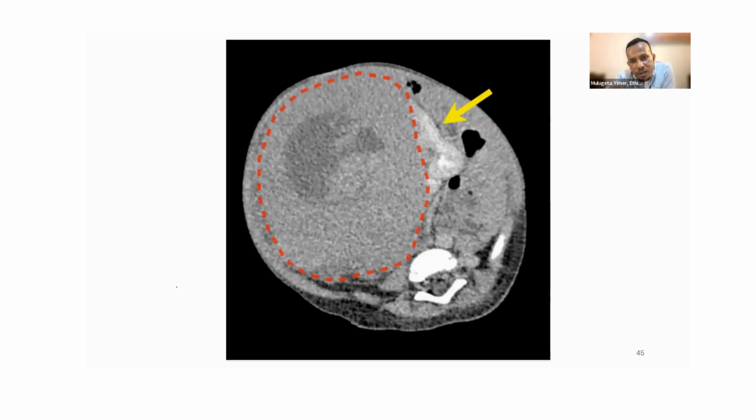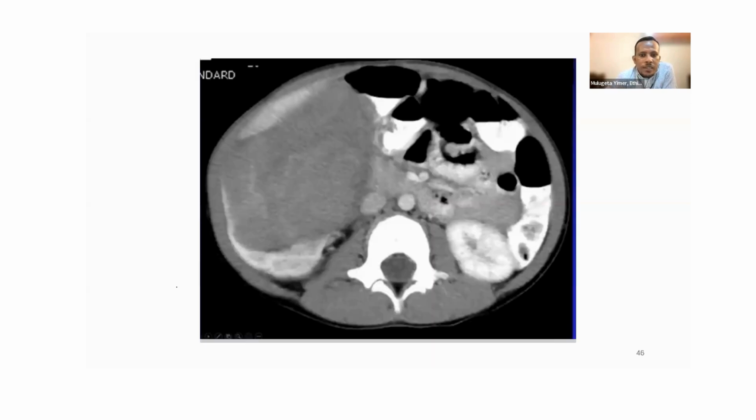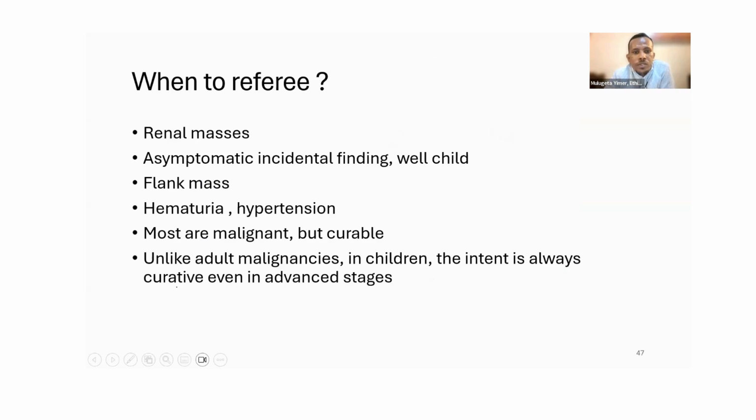And then the yellow arrow indicates a remnant of normal renal parenchyma forming a claw sign. And at this age, this is mostly Wilms tumor. Another CT scan image showing a huge renal mass, mostly solid, no calcifications visible, but apparently there is normal renal parenchyma forming again another claw sign. This speaks for Wilms tumor.